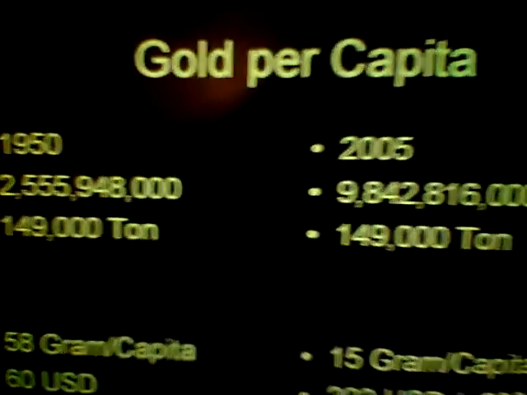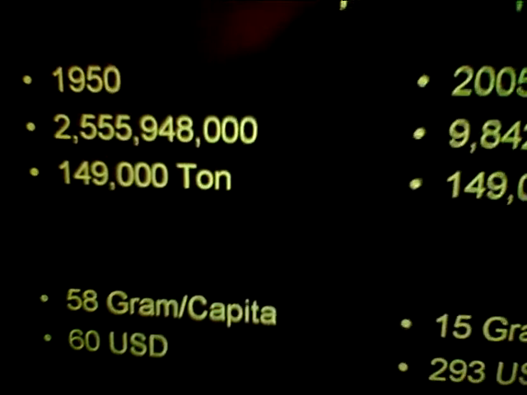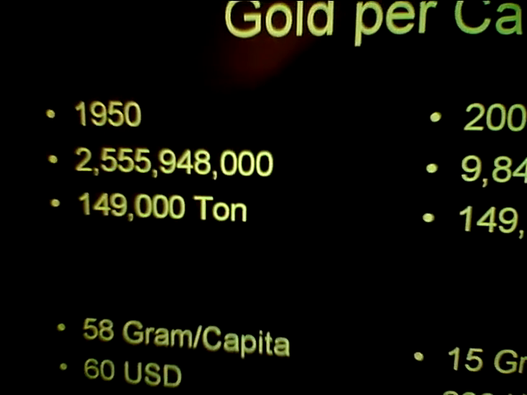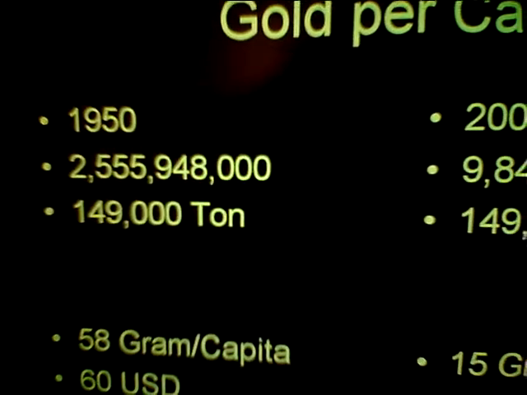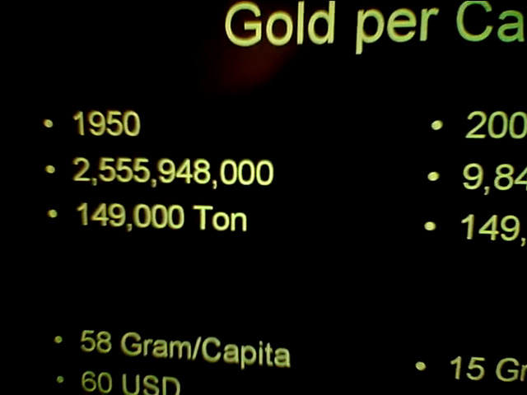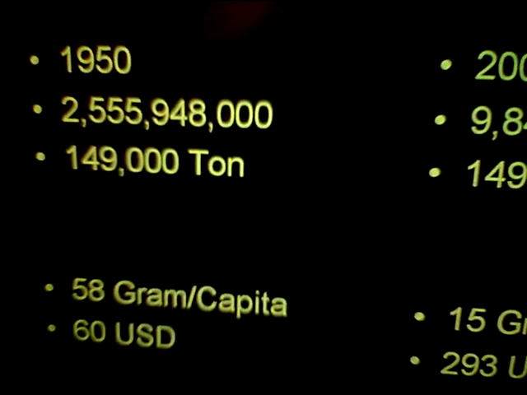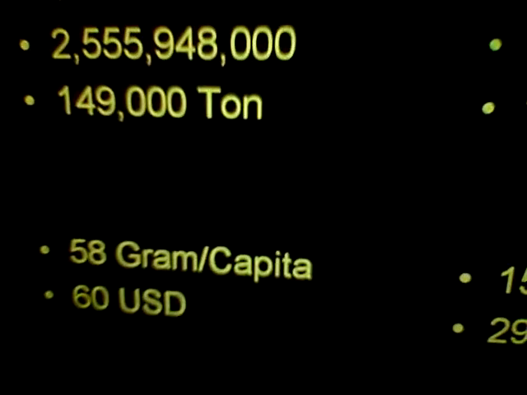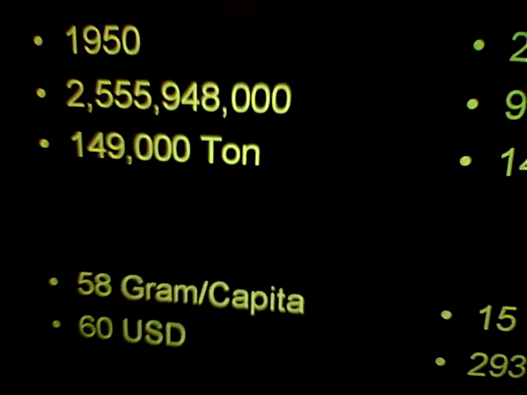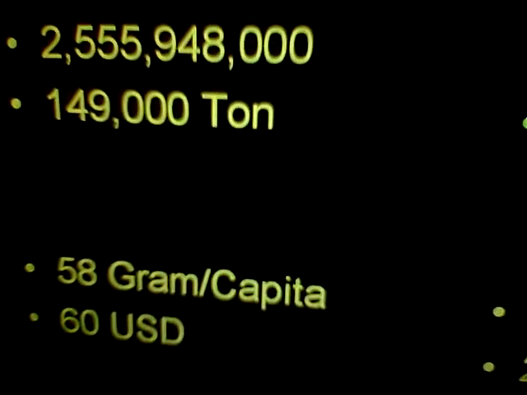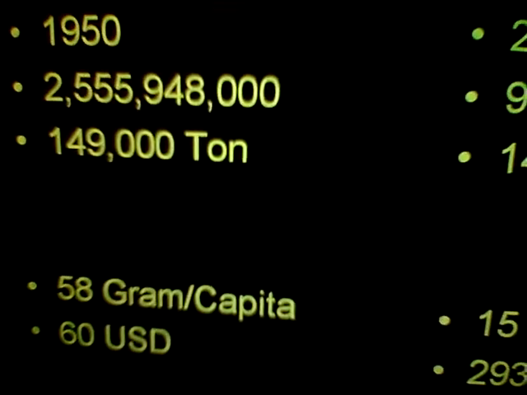But the calculation I made was the following. I said, well, in the 50s we had 2.5 billion people, and we had 149,000 tons of gold. That's actually not the 50s numbers, but it's the 2005 numbers, so it's a higher estimate. So it might be a little bit lower in the 50s. That means we have 58 gram per capita, which then cost about $60 US.